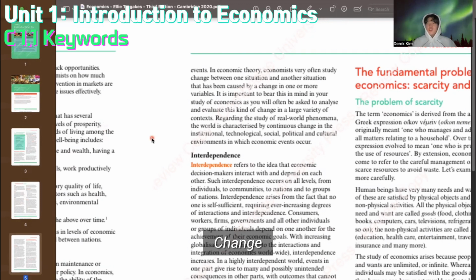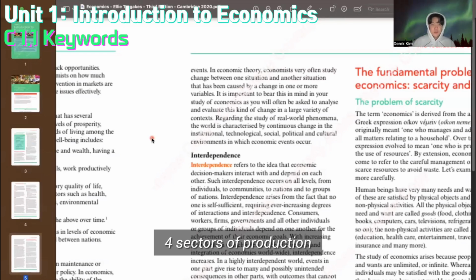Without an example, we'll continue. So, change. I don't want to confuse you with these examples as soon as you learn the word, so let me just explain it in basic terms. There are around four conventional sectors of production, or sectors of business, or sectors of development, or economy, you can say.